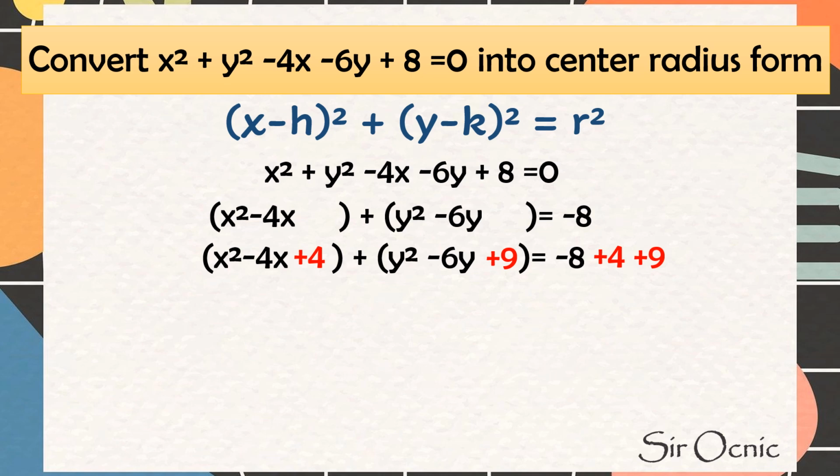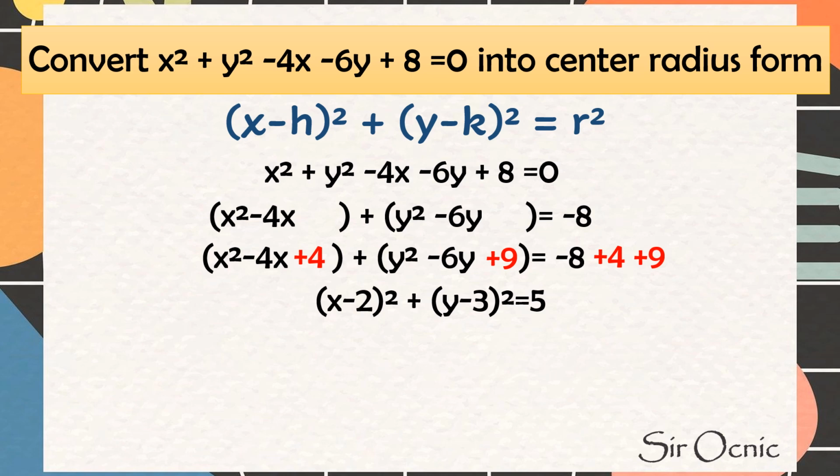Now, let us express the trinomial into square of a binomial. So that is equal to (x - 2)² + (y - 3)² = 5. This is now the standard form of the equation.